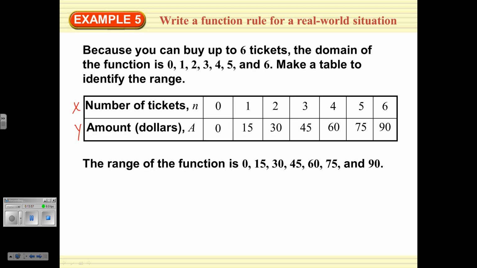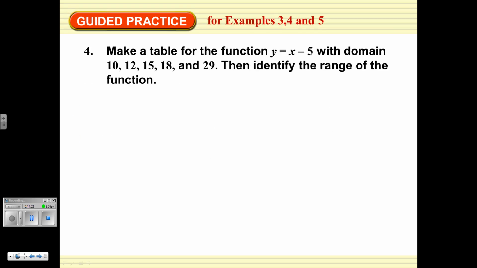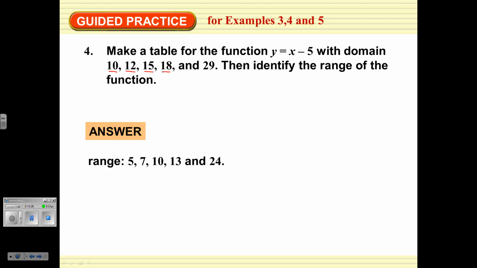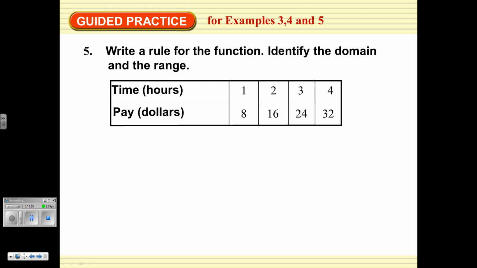Again, if not, rewind, rewatch, also write down your questions. Okay? All right, so let's do some guided practice. You can pause the video, and I want you to try these 2 guided practice problems. We're going to make a table and identify the range. Pretty easy stuff. Okay, first one, our range should be 5, 7, 10, 13, and 24. When you plug in each of these numbers for your X values, you should get these answers for your Y values, or your range.